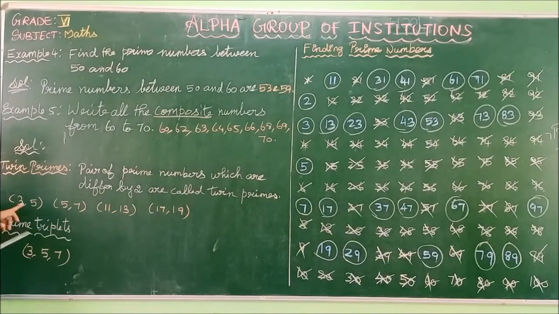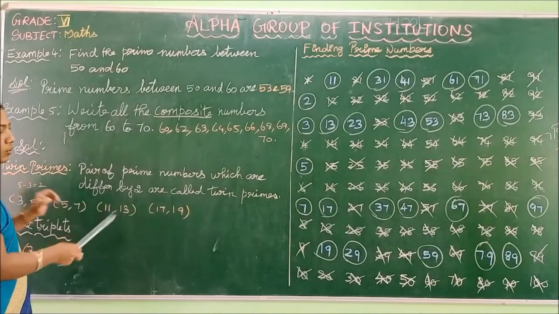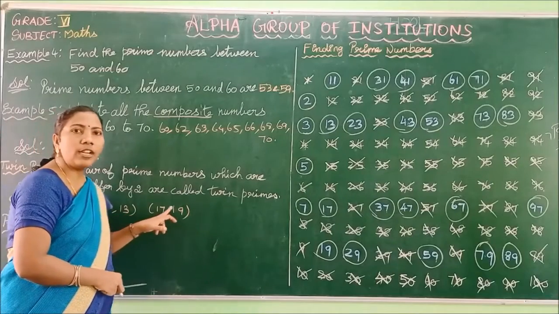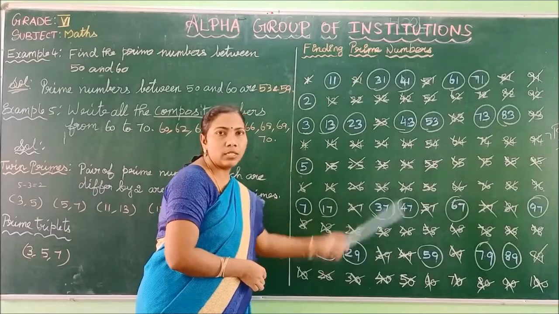3, 5. Both are prime numbers. If you subtract 3 from 5, that is 5 minus 3, you get the answer 2. Similarly, 7 minus 5, you get the answer 2. 13 minus 11, you get the answer 2. 19 minus 17, you get the answer 2. Similarly, you can also find some other twin primes from this table.